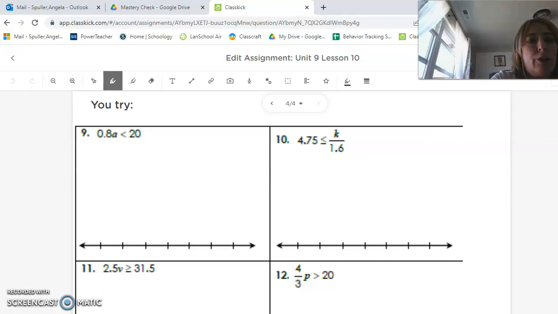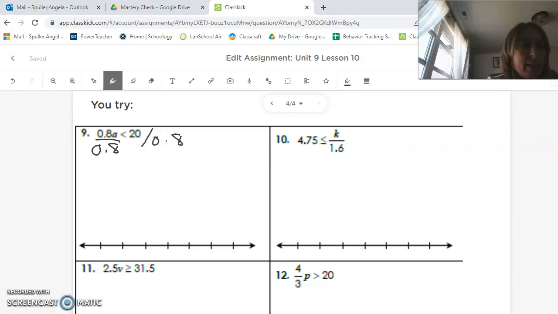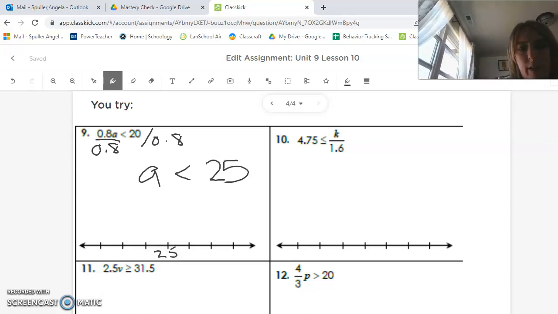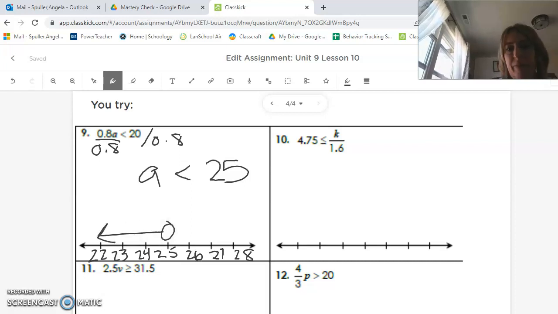All right, for number 9, you should say, well, this is multiplication, so I'm going to instead divide both by 0.8. And when I did that, I got a is less than 25. Okay, 25, 26, 27, 28, 24, 23, and 22, less than, so open circle to the left.